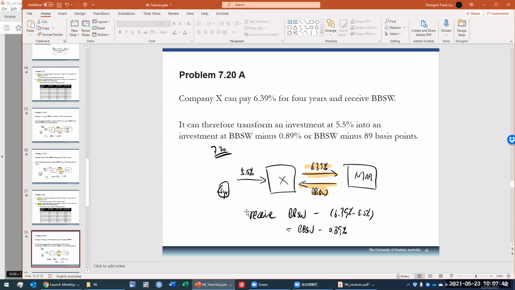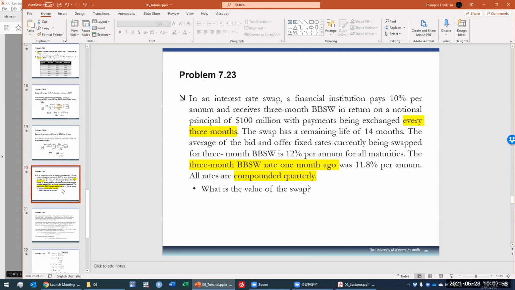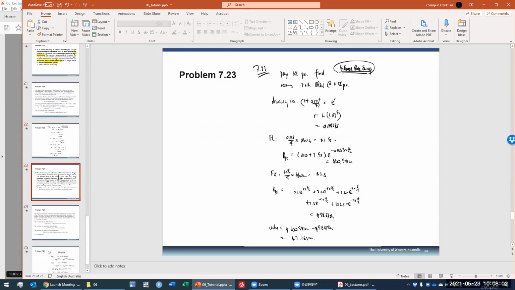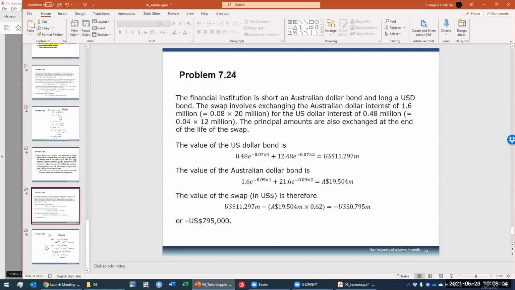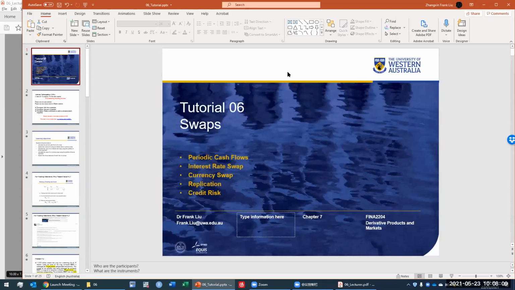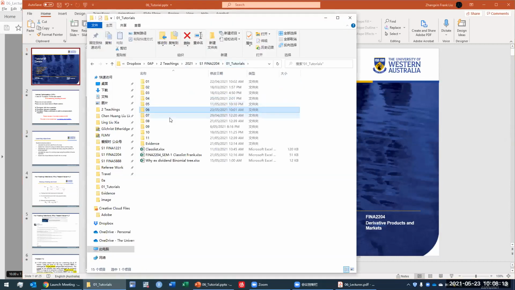And then again, you should be able to calculate the net change, the bank bill swap rate minus whatever that is, right? I wouldn't say it's exactly straightforward, but if you take time to figure out why that's the case, as a starting point you should know how to do the tutorial questions. You should be very familiar with all the tutorial questions. All right, so that is week 6.